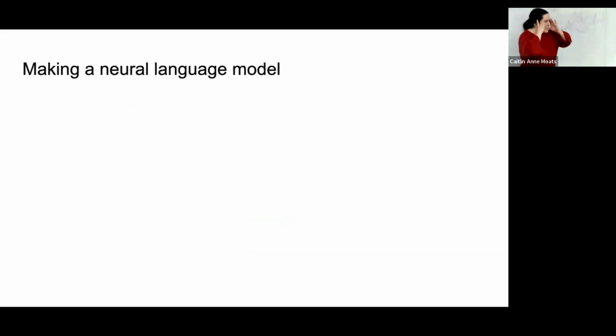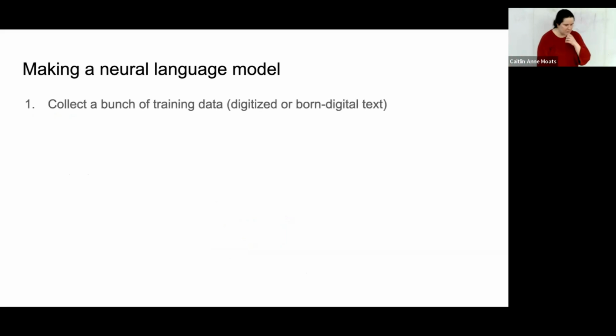Okay, so to sum up, if we're thinking about neural language models in general, here is the process by which we make them. First, we collect a bunch of training data. This can either be digitized text or it can be born digital text. In fact, digitized text tends to be much more expensive to get. Unless you're working in a really specialized optical character recognition setting for old texts in libraries or so on, you're probably working with straight web text. What do you do after that?